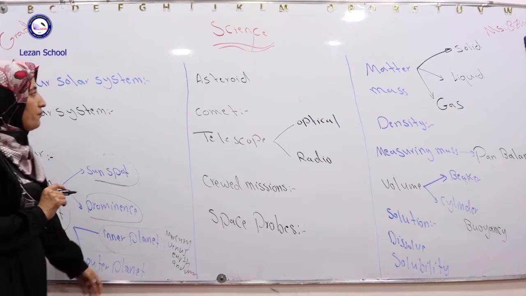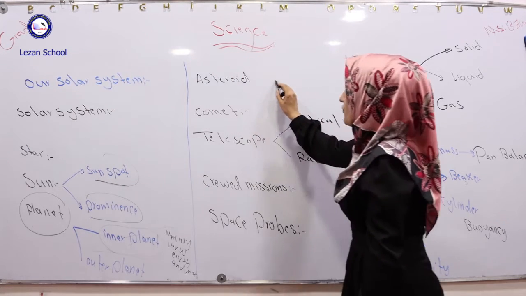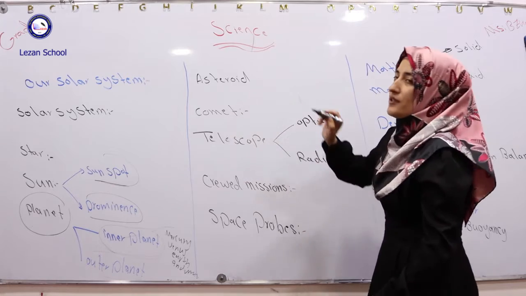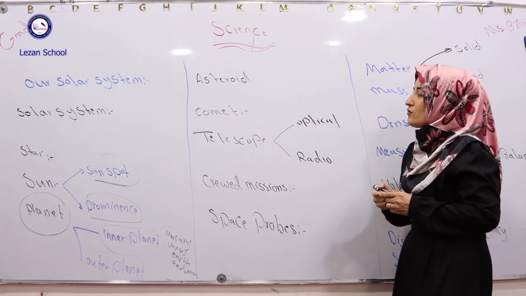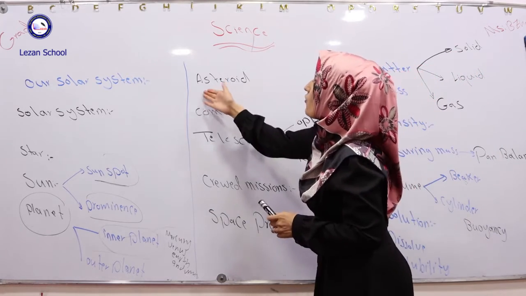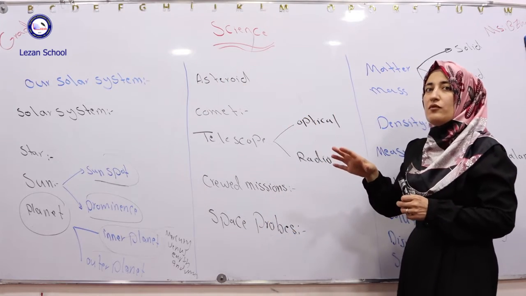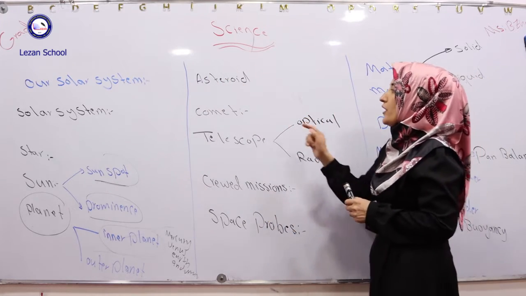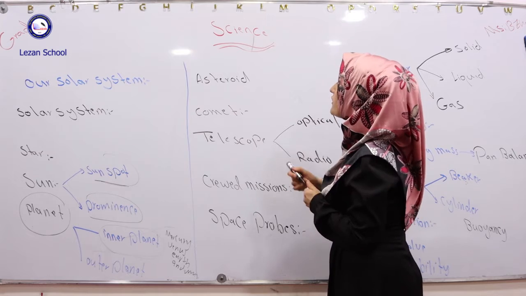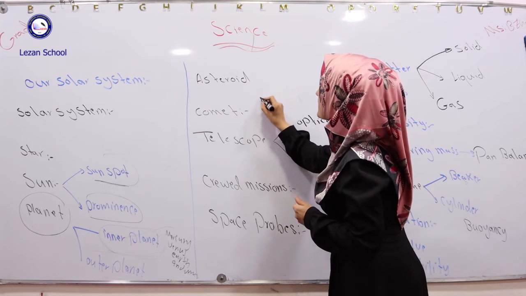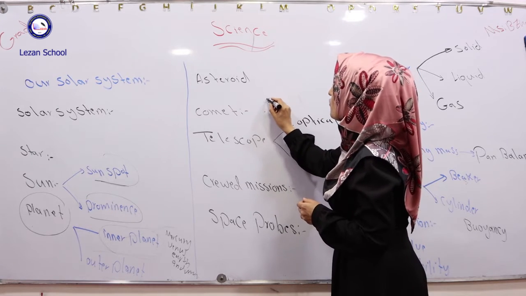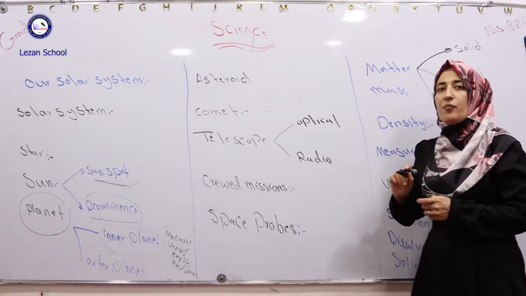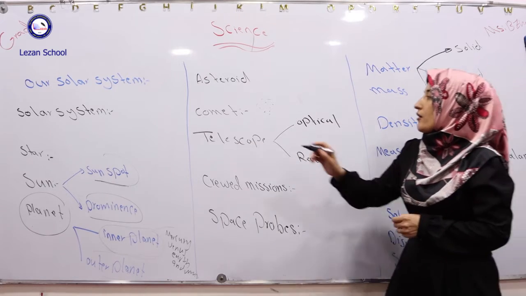Okay. So after that we have asteroid. What does the meaning of asteroid? Asteroids are rocky and small objects that move around the sun. Okay. Comet is a small mass of dust that orbits the sun.